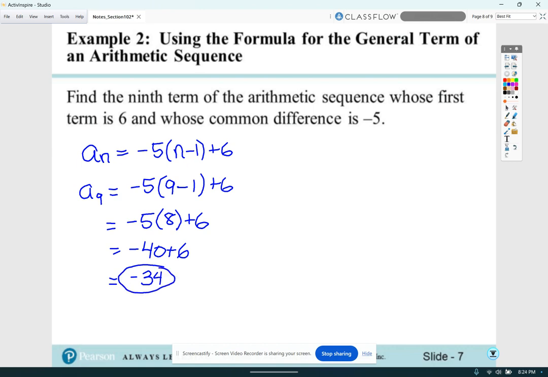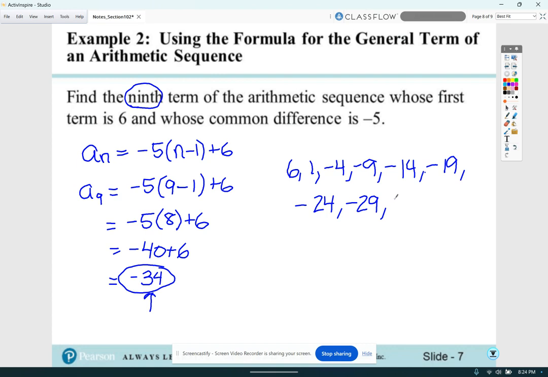Okay, but I always have students, when they're taking the tests or the quizzes, who get so hung up on the formulas. And yes, formulas are necessary and important. But if you just think this one through, if you started at 6 and you want to find the ninth term, you can just start subtracting 5. You get 1, negative 4, negative 9. It doesn't take that many times before you get to that ninth term, just to have it as a double check, or another way of doing this. So negative 14, negative 19, negative 24, negative 29, negative 34. So first, second, third, fourth, fifth, sixth, seventh, eighth, ninth term, negative 34.